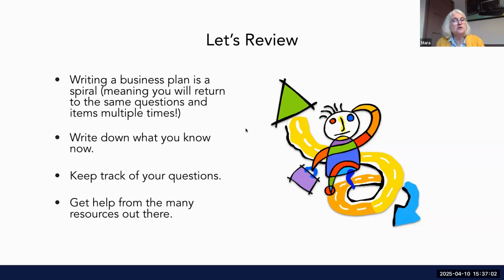You'll be working on sections more than once. Write down what you know now, keep track of your questions, and get help from the many resources that are out there. And then the thing is, if you get stuck, because you will, if you get stuck at one section, put it aside and then just work on a section that you know, even if it's 2 sections down the line. So just keep moving forward so that you're always making some kind of progress on the plan. Next slide.